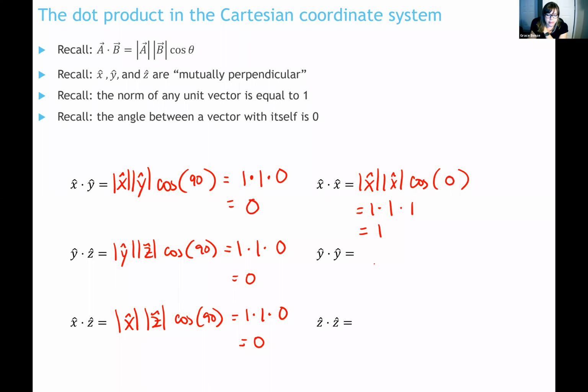Same thing with y hat dotted with y hat and z hat dotted with z hat. They are unit vectors. They're parallel to themselves. So that's why you can simplify those dot products to the number 1.